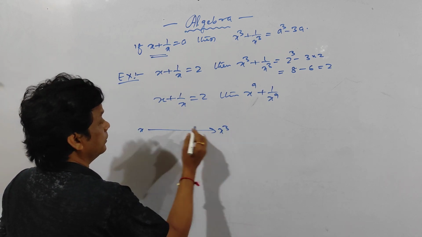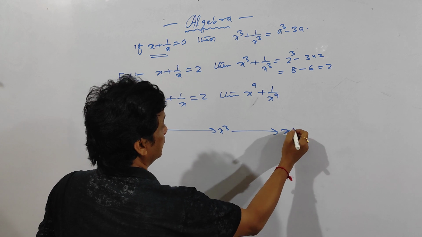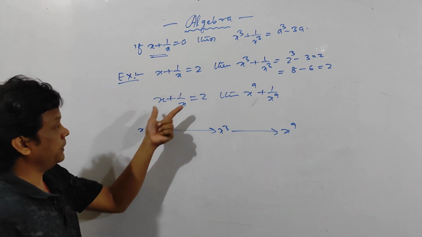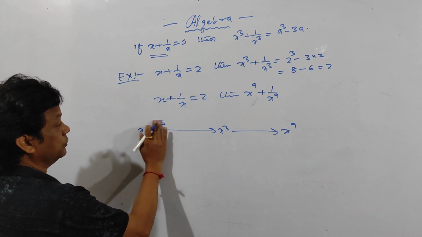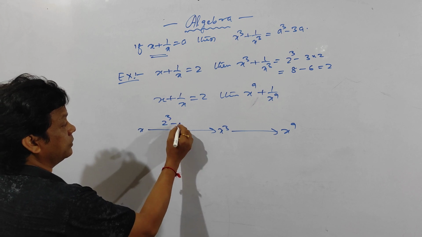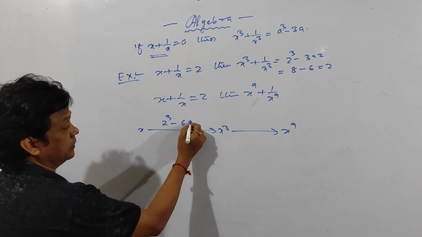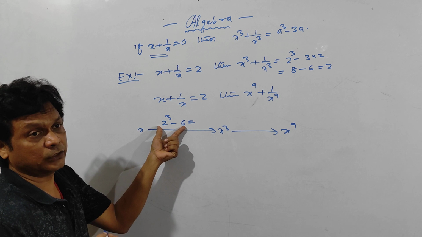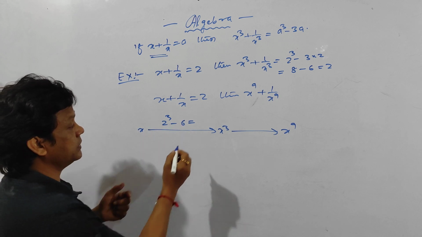Then from x to the 3, you want to find out x to the 9. So first step, 2 cube minus 2 into 3 is 6. 2 into 3 is equal to 6. It will be 2 to the 3 is 8. 8 minus 6 it is 2.